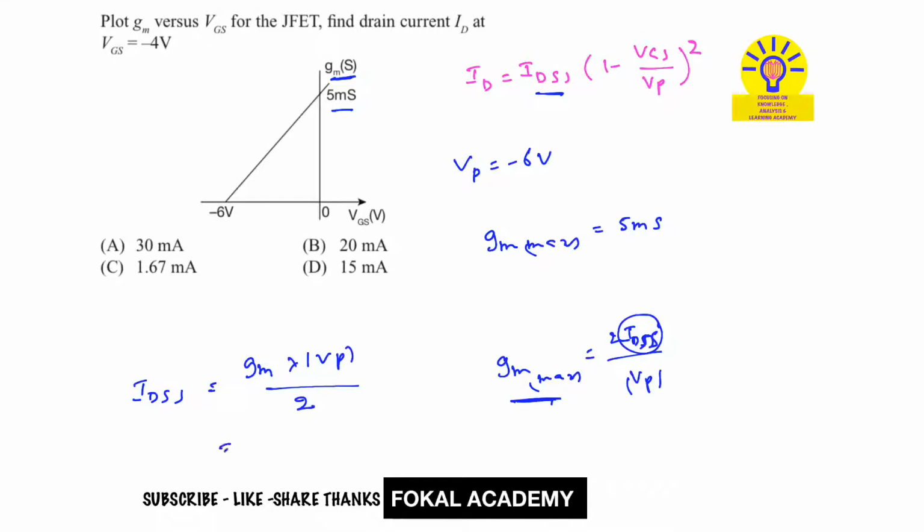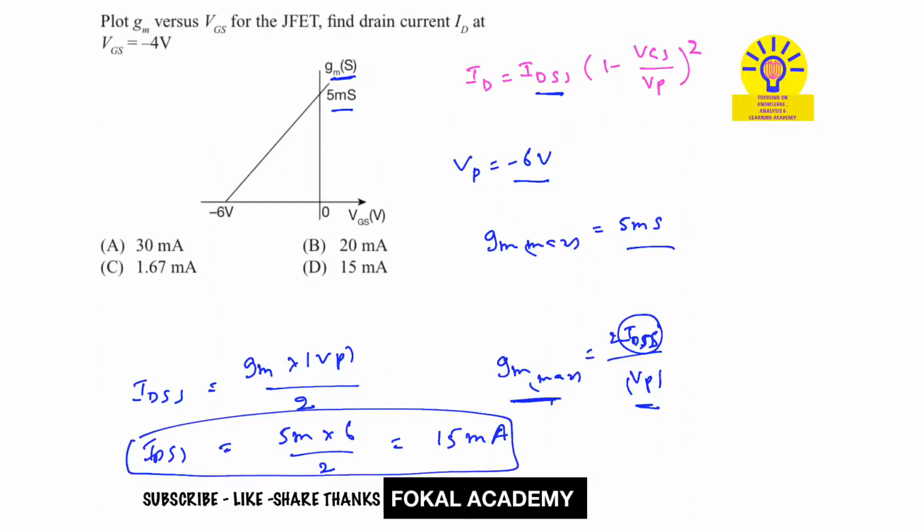Now substitute here. gm we got 5 milliseconds, into modulus of VP, so minus 6 becomes 6, divided by 2. So that is equal to 15 milliamperes. This is the IDSS value.